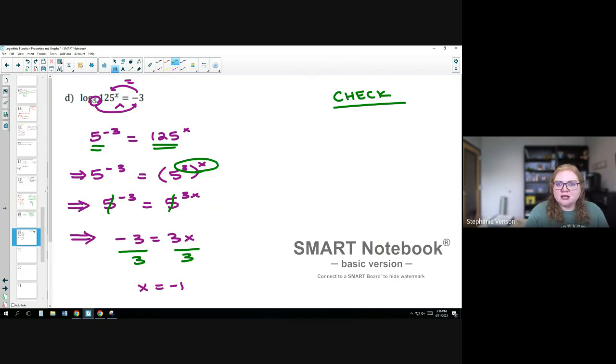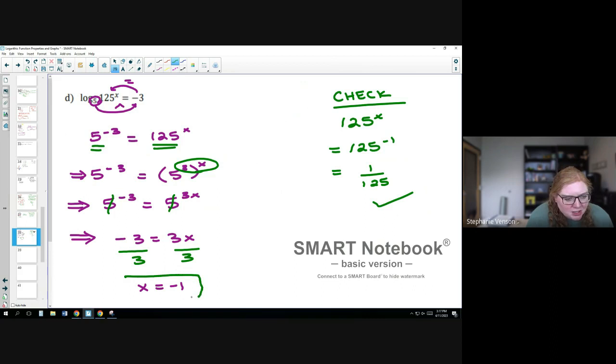Now, luckily, my x this time is on the inside of the log, so I have 125 to the x, and that's the inside of the log, and I'm plugging it back into here to make sure that I still get a positive number when I simplify. So 125 to the negative 1 is the same thing as 1 over 125. Now that's a very small fraction, but it is indeed positive, which means that I can keep that answer. So I would have x equals negative 1 as my answer.